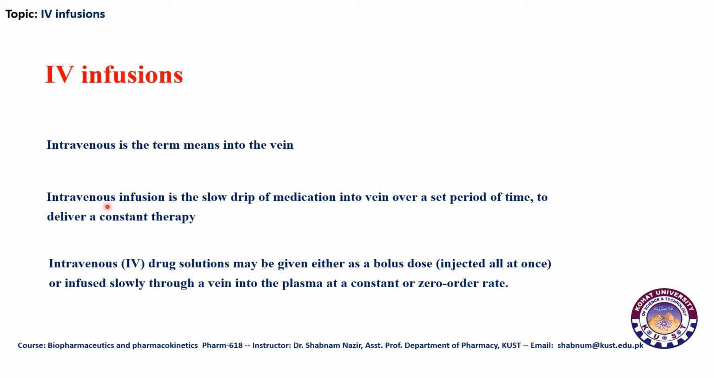So whenever the intravenous drug solution is injected all at once, it would be called an intravenous bolus dose. As compared to that, when we come to the intravenous infusion, it is a slow drip of medication into the vein. It is slowly and gradually administered at a certain rate and in a certain lesser quantity. Another special thing about it is that the rate of input is zero, following the zero order rate.